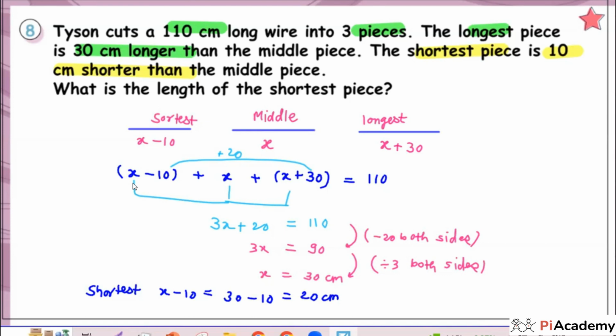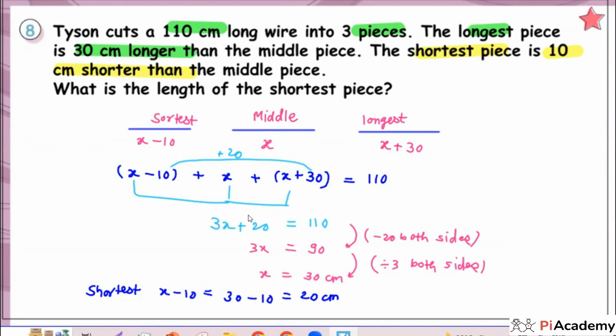I don't understand where you got the 20 from. Why am I getting 20? Because minus 10 plus 30, right? If you are adding this, what is going to happen? Minus 10 plus 30, that means how much? 20. That is why I'm writing 20 here. Oh, okay, thank you.